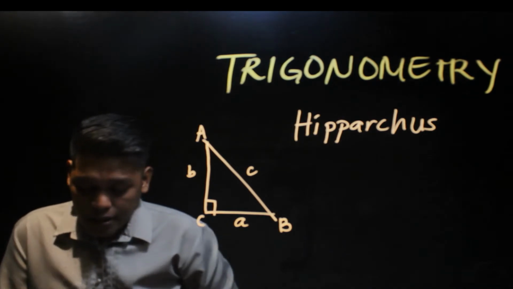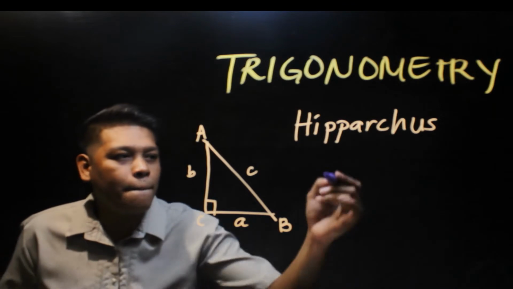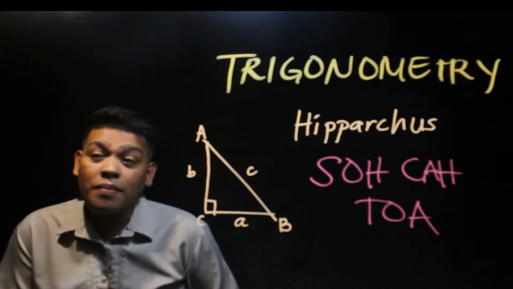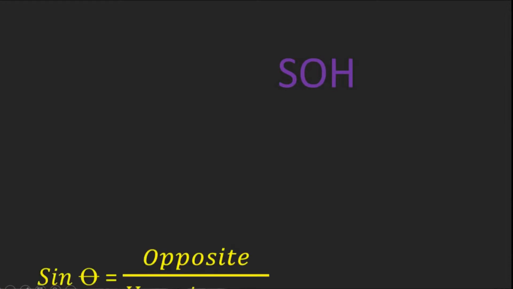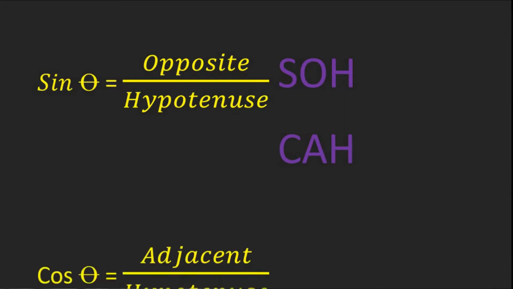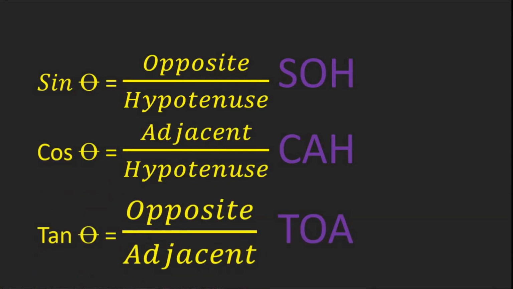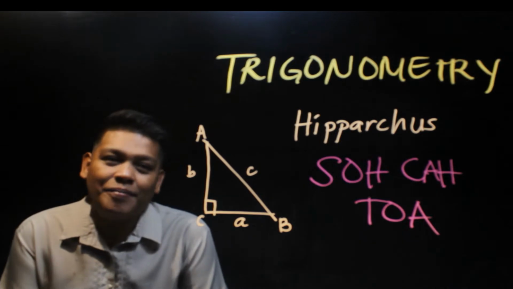So this is the famous SOHCAHTOA that you've known. What does SOHCAHTOA mean? It means the sine is equivalent to opposite over hypotenuse, and cosine is equal to adjacent over hypotenuse, and the tangent is equivalent to opposite over adjacent.